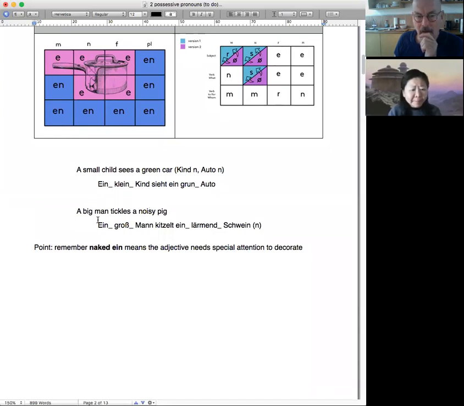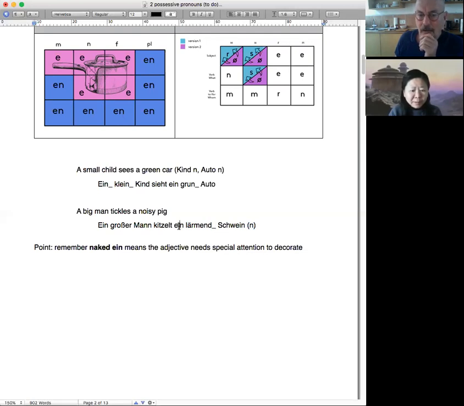Can you do this one? A big man tickles a noisy pig. Okay, that's the same: ein großer Mann kitzelt. That's okay. Einen, hold on, eine, that's neuter, look. That's neuter, so ein lehmannes Schwein, because it's row two.